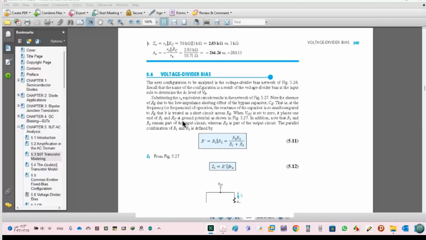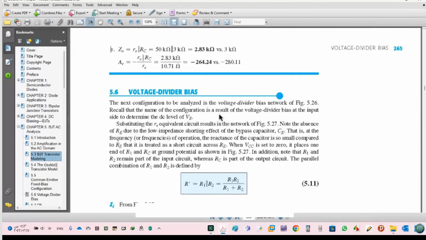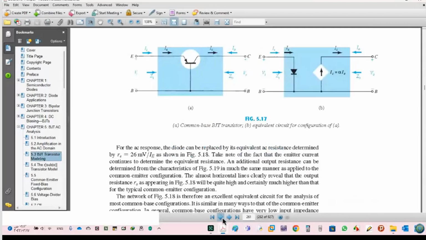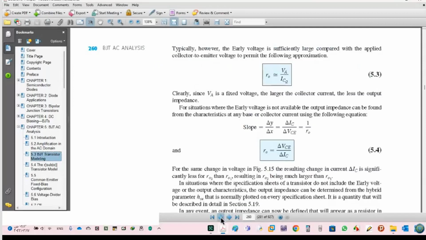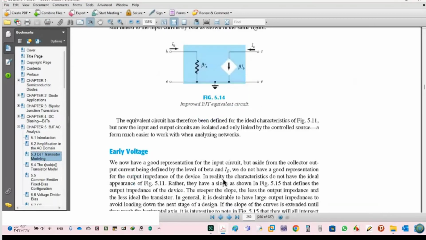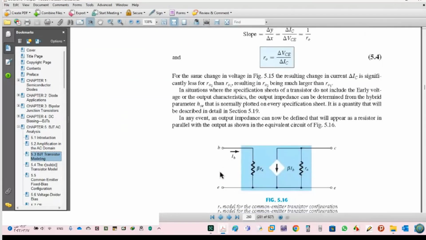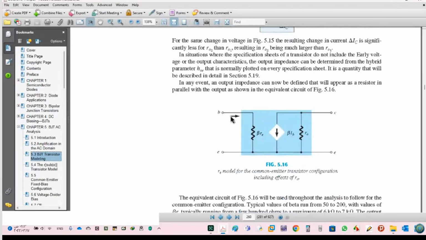In the previous week, we talked about the re model for common emitter. Today, let's start to talk about the re model for common base. And if I return back here, yeah, this is for common emitter it was. And this is the re model for common emitter.